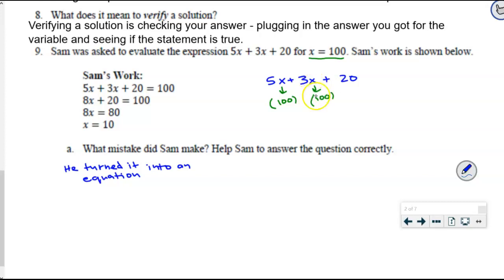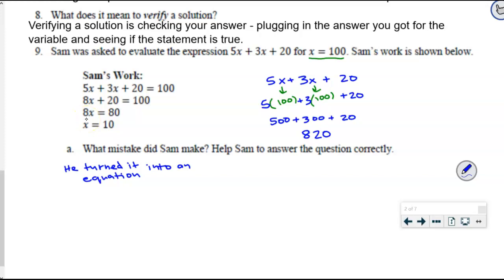When I plug that in, substitute it in, I have 5 times 100 plus 3 times 100 plus 20. 5 times 100 is 500. 3 times 100 is 300, plus 20. So what is this simplified when we have evaluated for x equals 100? 820. Very different answer, isn't it? Yeah, very different answer. We can't solve an expression.